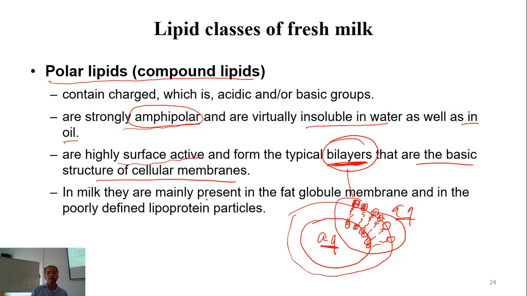polar lipids are mainly present in MFGM, in the membrane of fat globules, and in lipoprotein particles as well. What is the origin of lipoprotein particles again? Where do they come from? Yes, they are the broken pieces, the tiny broken pieces of the membrane of secretory cells. Because the membrane contains polar lipids, that is why lipoprotein particles also contain polar lipids.